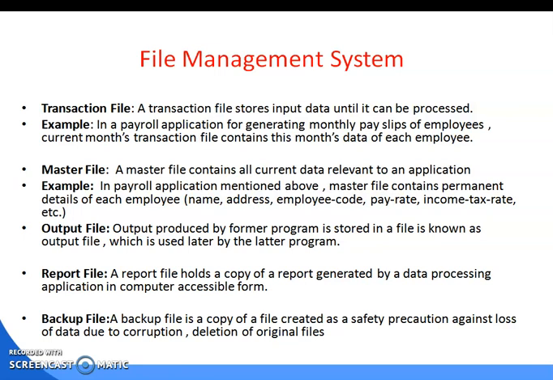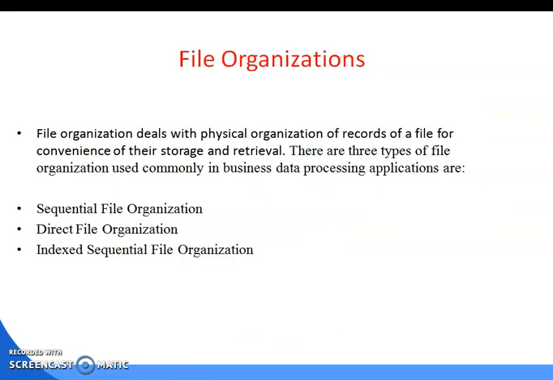So these are the file management systems. Next, we come to file organization. File organization deals with the physical organization of records of a file for convenience of their storage and retrieval. There are three types of file organization commonly used in business data processing applications. File organization means how to organize the data in a file. These are the sequential, direct, and index sequential file organization.